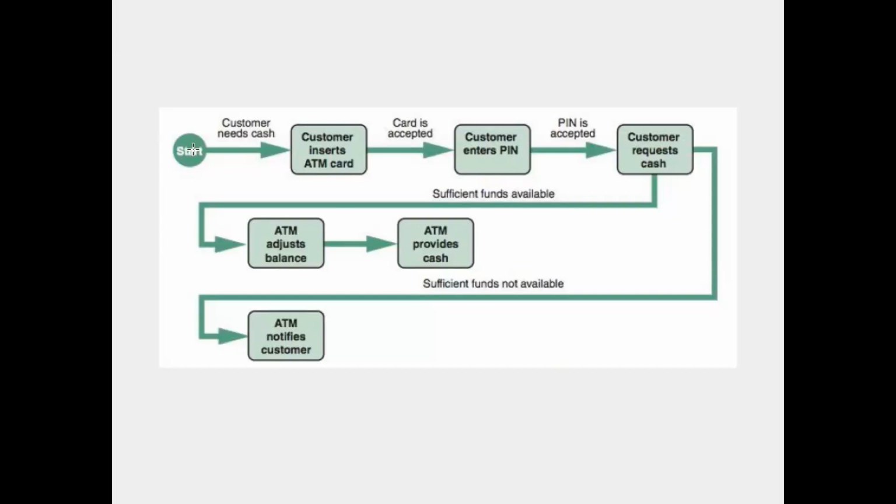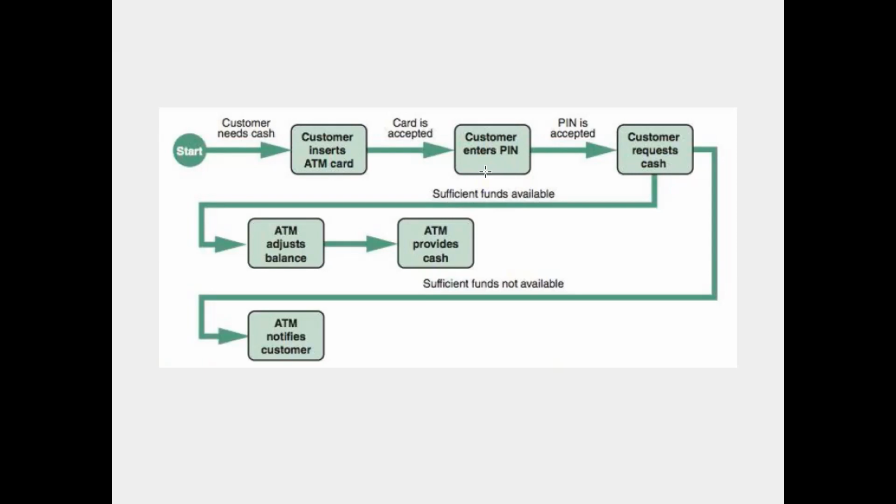So your starting is represented here. Normally this activity starts when you need some cash. So what happens? The first activity would be something like, okay, the customer can insert the ATM card, and there'll be a validation process. The first thing is the card should be accepted, and if the card is accepted, then the customer has to enter the PIN.